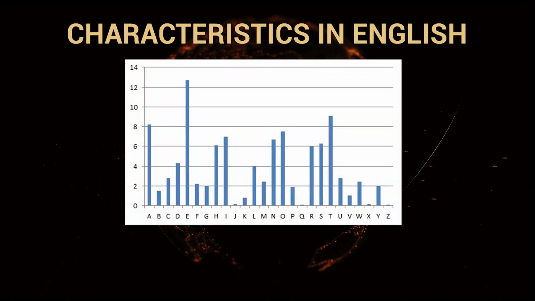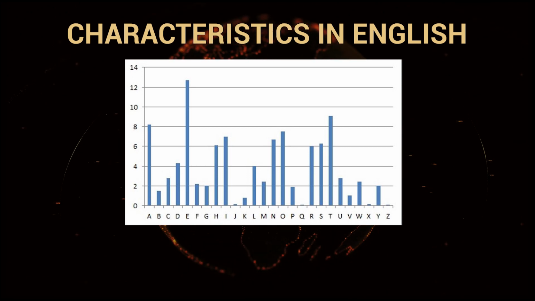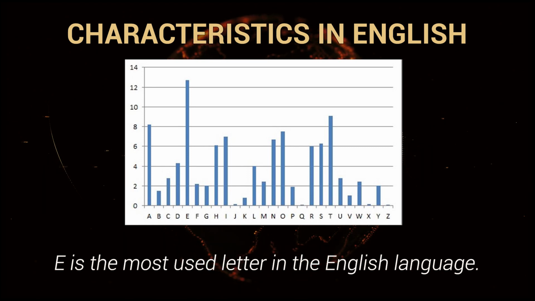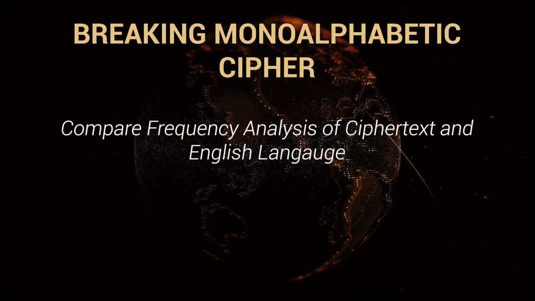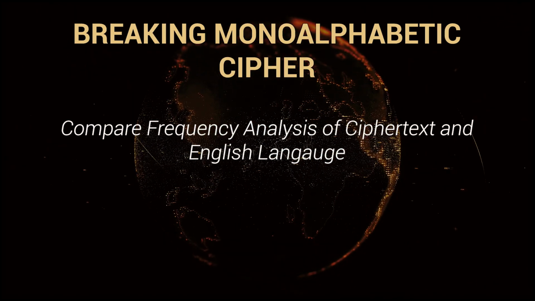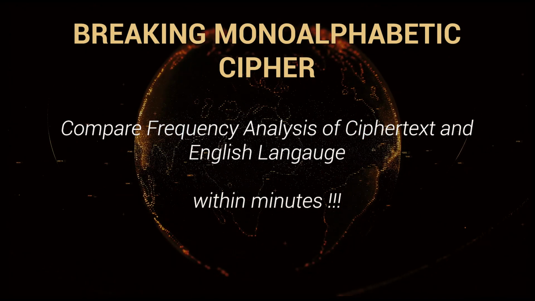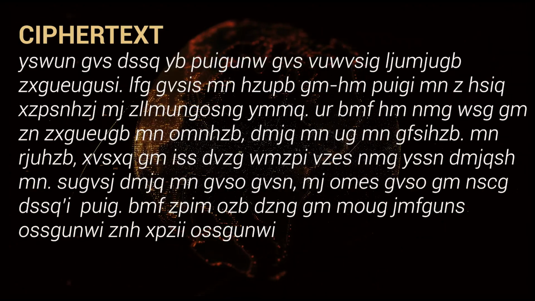You can see the following chart on your screen, which shows the frequency analysis in the English language. The letter E is used the most in the English language. Also, there are single letter words in English, for example, A. By comparing the frequency analysis of the cipher text and the English language, we can guess the right key within minutes. Let me demonstrate with a real-world example I came across.